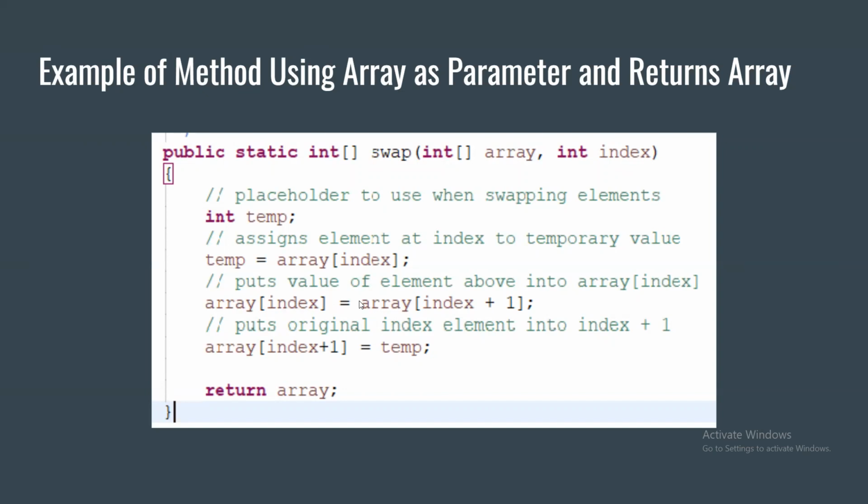And then I am replacing the indexed value with the next element in the array, which is what the swap method is supposed to do. And then I have that temporary value from up here, and I put that in the element that is one above whatever this index is. And you can just return the name of the array. You don't need to do anything with brackets. You just return the variable or the array name.